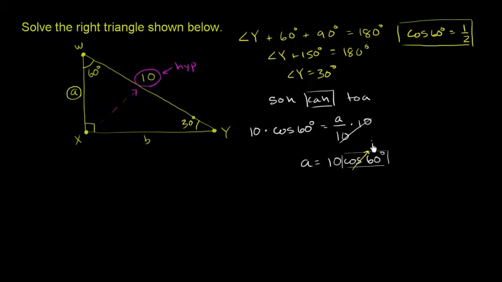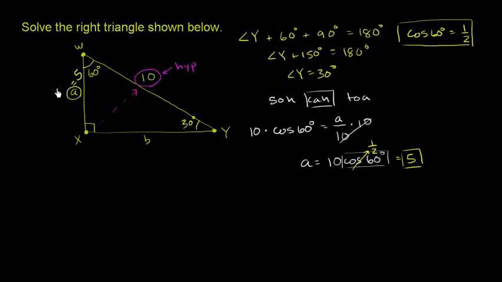So if the cosine of 60 degrees is equal to 1/2, A is equal to 10 times 1/2, which is equal to 5. So A is equal to 5. Now let's think about what B is going to be equal to.